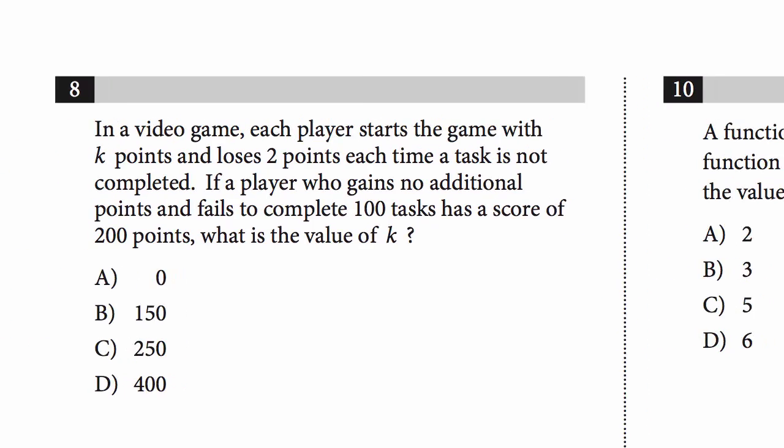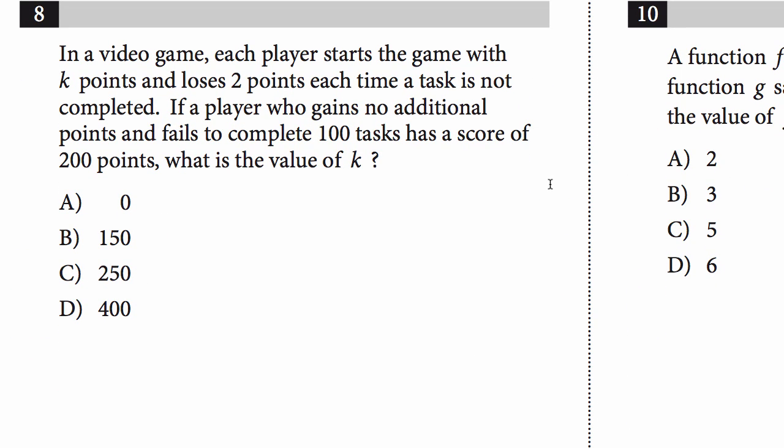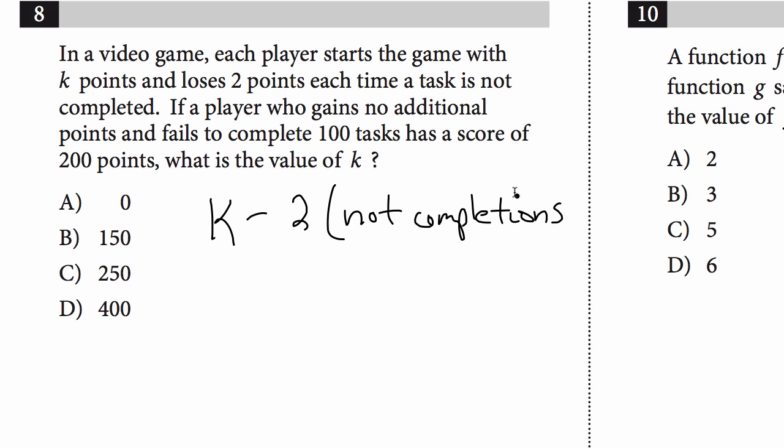Let's see. 8. In a video game, each player starts the game with K points and loses 2 points each time a task is not completed. If a player who gains no additional points and fails to complete 100 tasks has a score of 200 points, what is the value of K? I feel like I gotta read this one over again. Each player starts the game with K, and loses 2 points each time a task is not completed. So I'll put not completions.